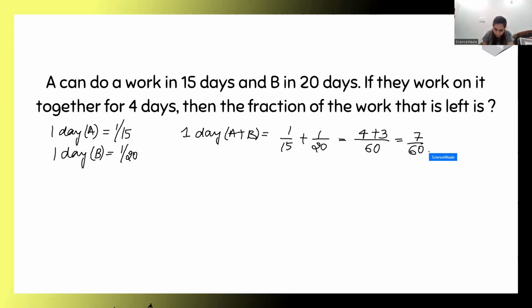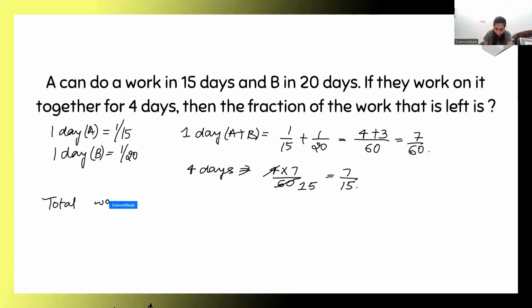So if they work for 4 days, 4 days implies 4 into 7 by 60. This is 7 by 15. So they will do 7 by 15th work in 4 days. Now they have asked us how much work is left after 4 days. So total work, as we know, is always 1. So work left will be 1 minus the 4 day work, which is 7 by 15. That equals 8 by 15. So 8 by 15th of the work is left after 4 days of A and B working together.